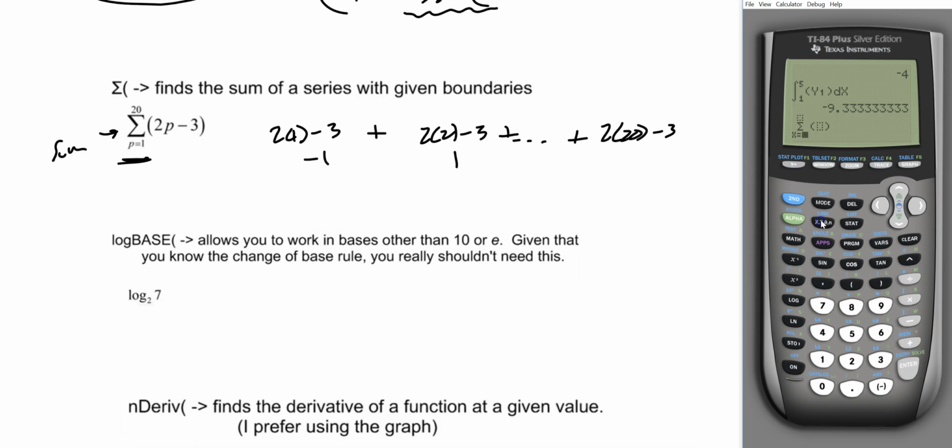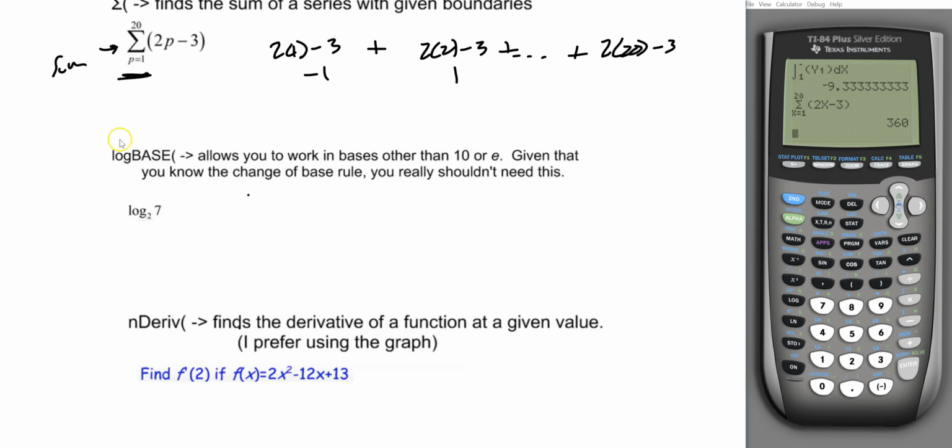So you type it in the way you see it. You can use any variable you want. x is 1, type in the max where you're stopping, 20, and then the equation, 2x minus 3. Hit enter, and you get your answer, 360. If you add up all these, you're going to get 360. Next up is log base.